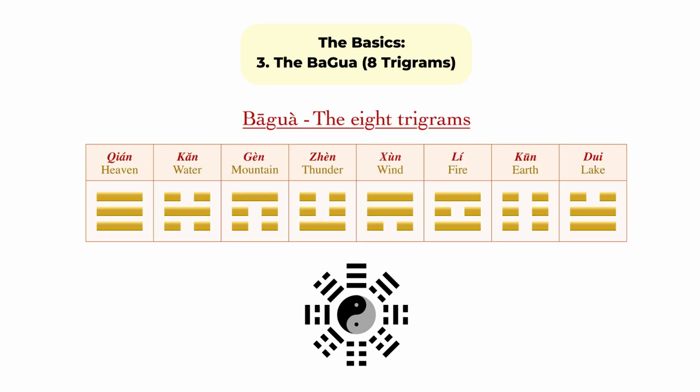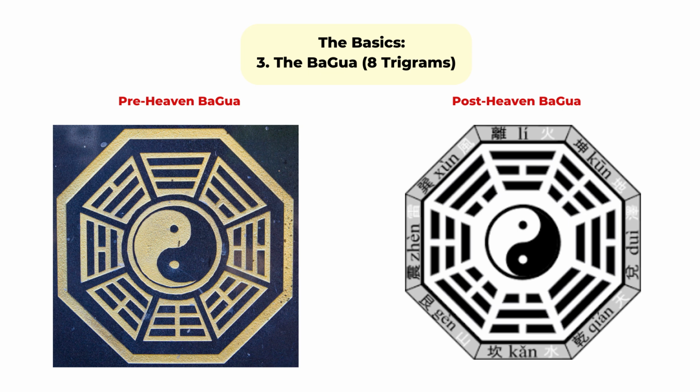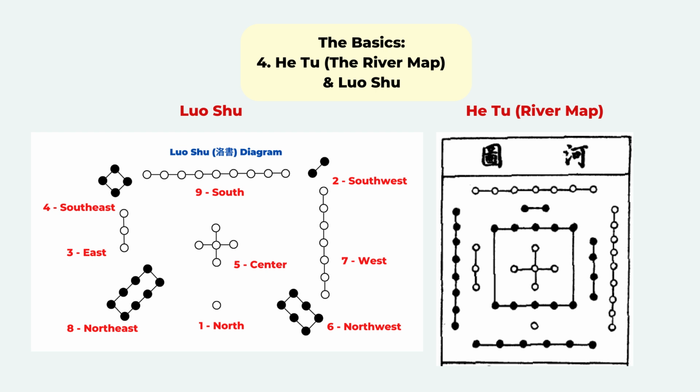Next we have to know the Bagua, the 8 trigrams. The Bagua includes the pre-heaven Bagua and the later heaven Bagua, so that's 2 main types. And next you need to know the He Tu and the Luo Shu, the River Map and the Luo Square. In these 2 charts, you can see the relationship of numbers, the yin and yang, and the direction, so you can see all the interactions. The chart seems easy, but it can get very complicated once you start applying it in different areas.